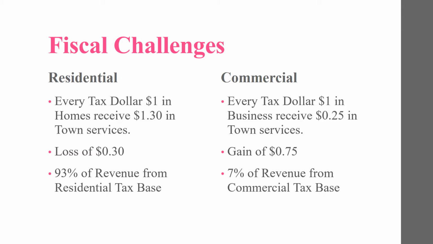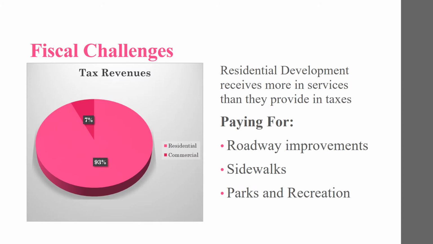So to look at the slide, 93% of our revenue is generated from homes and residential developments, although we're losing 30 cents on every dollar, compared to a commercial development, which only makes up 7% of our revenue, but we actually gain 75 cents because they're not receiving as much in services. This is a great visual representation of what we've been talking about, and you can see 7% of our tax revenues are generated from commercial developments and 93% is generated from residential developments. The problem is residential developments are receiving more in services than what they are providing in taxes.